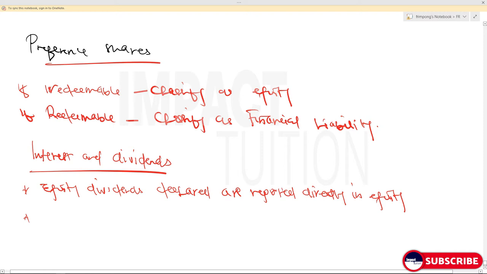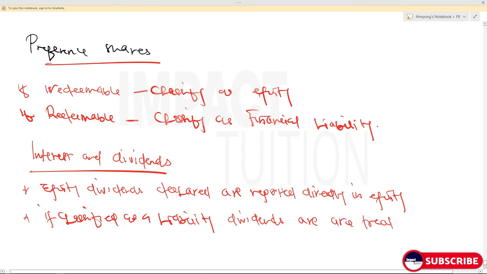Dividends on instruments classified as a liability are treated as a finance cost in the statement of profit or loss. So if classified as a liability, dividends are treated as a finance cost in the statement of profit or loss. Right.